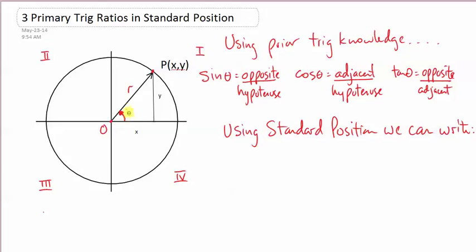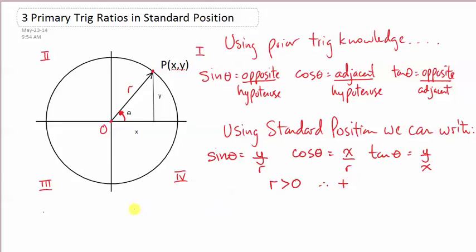This leads to a new definition rather than SOHCAHTOA, where we can say now that the sine of theta is the y-coordinate over r, the cosine of theta is the x-coordinate over r, and the tan of theta is the y-coordinate divided by the x-coordinate. So we're going to rely on references to x, y, and r rather than opposite, hypotenuse, and adjacent. Now remember, r is always greater than 0, therefore always positive. We're going to keep that in mind.